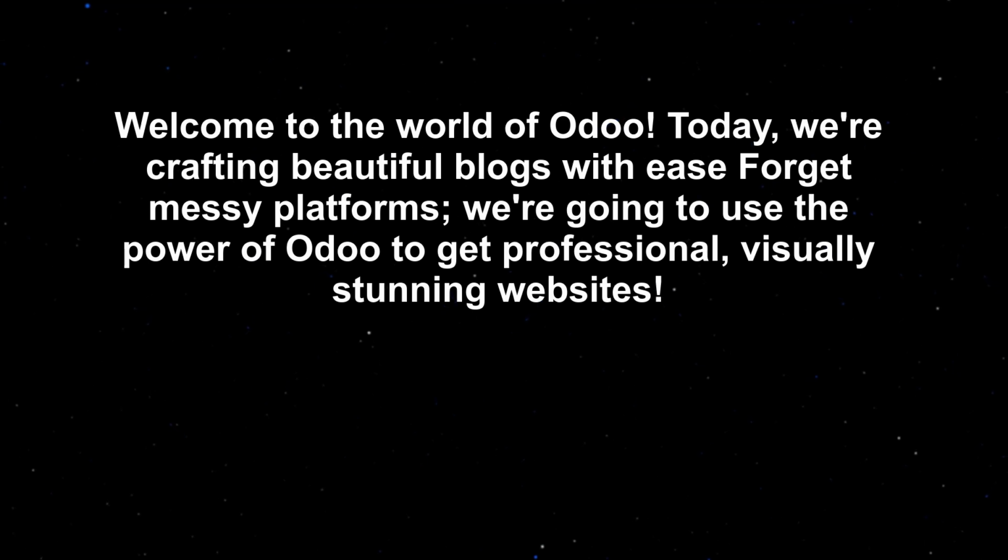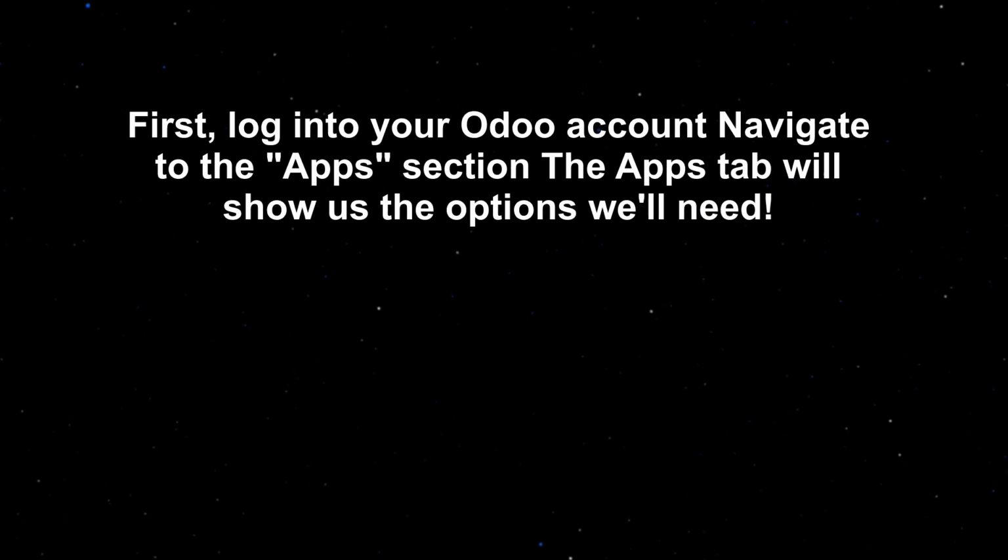Today, we're crafting beautiful blogs with ease, far from messy platforms. We're going to use the power of Odoo to get professional, visually stunning websites. First, log into your Odoo account. Navigate to the Apps section. The Apps tab will show us the options we'll need.